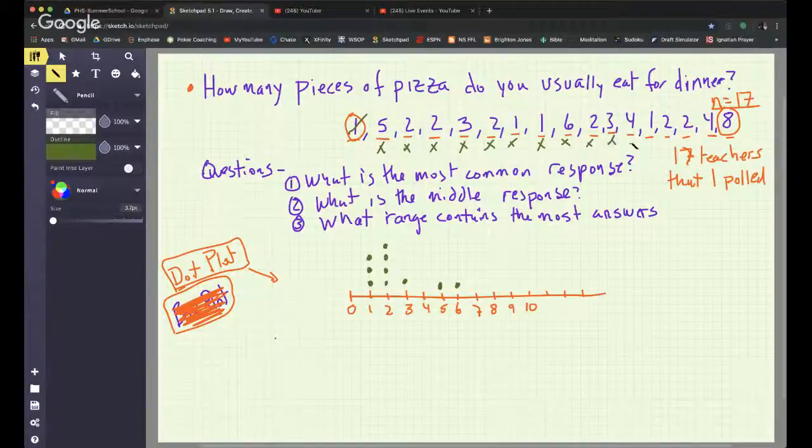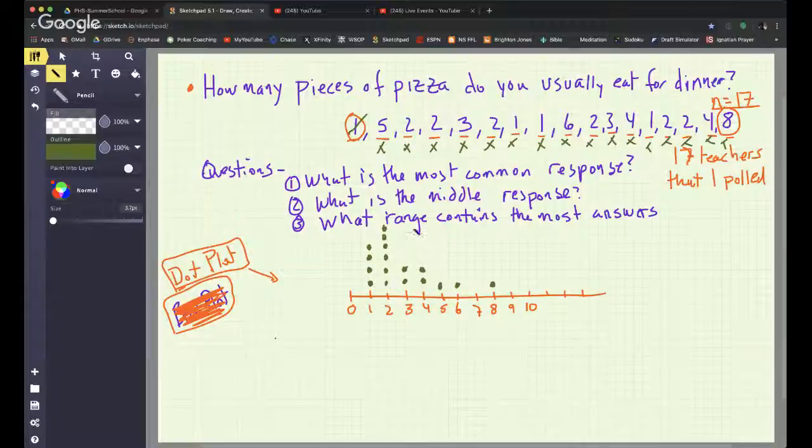Okay, 3, 4, 1, and then I got 2, 2, 2, 2, and then I got 4 and 8. Now we have a nice visual representation of all of my data.